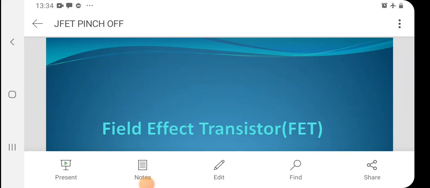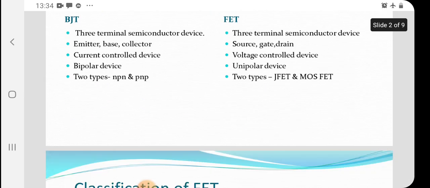Today we shall see about field effect transistor. This is another type of transistor. So let's see what is the difference between a BJT and FET. BJT is bipolar junction transistor.